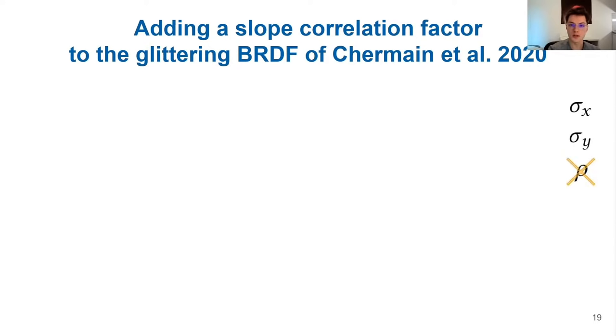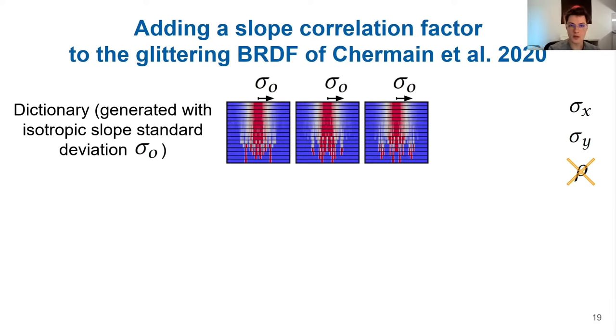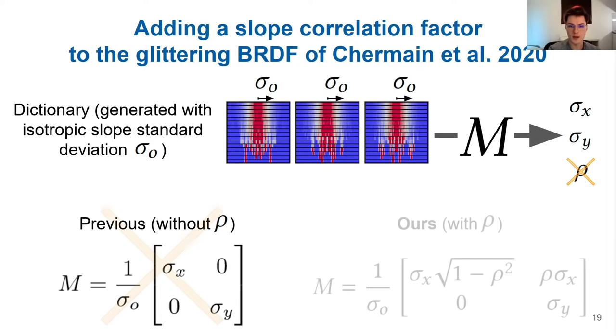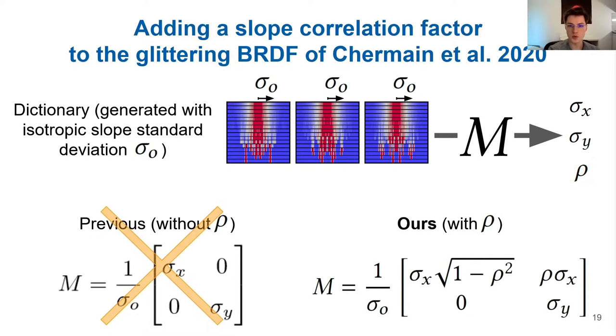This BRDF is controlled by the slope standard deviation in X and Y, but the BRDF does not take into account the slope correlation factor rho. In this method, the authors explained that the 1D distributions stored in memory were generated with an original standard deviation sigma O. These distributions are transformed by a matrix M to control the standard deviation of slopes sigma X and sigma Y without having to regenerate another dictionary of 1D distributions. We propose a new matrix M to allow us to control rho in addition to the standard deviations. Controlling rho makes the glinty BRDF compatible with normal map filtering using LEAN mapping. The implementation is simple. All you need is to change the matrix M in the code.